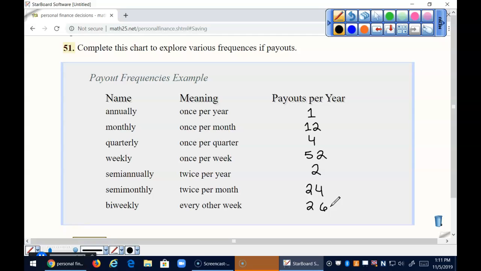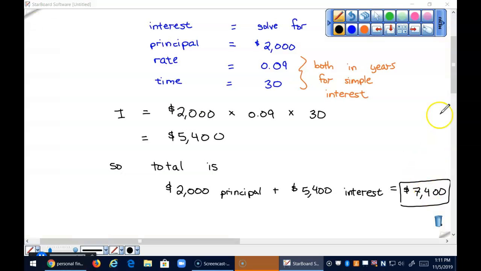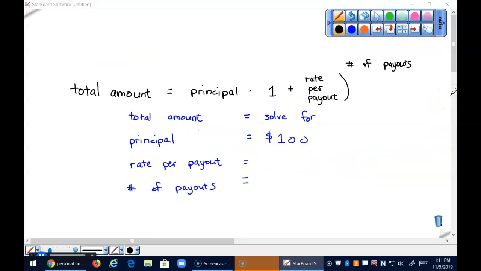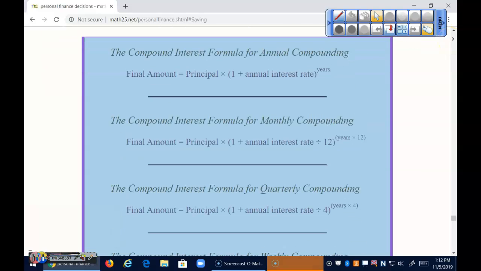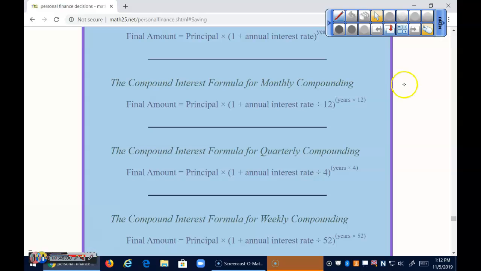Going back to our theme about how to write things, some people like the formula we've been using. They don't mind that the compound interest formula is a little bit vague and just says per payout and number of payouts. Other people don't like the vagueness, and that is fine. They're going to memorize a set of formulas or have them in their notes. They'll have one for annual, one for monthly with the divided by 12 and times 12 put in, one for quarterly with the divided by 4 and times 4 put in, and so on. So if that makes more sense for your brain, then that is fine. You can have different formulas for the different amounts of compounding.